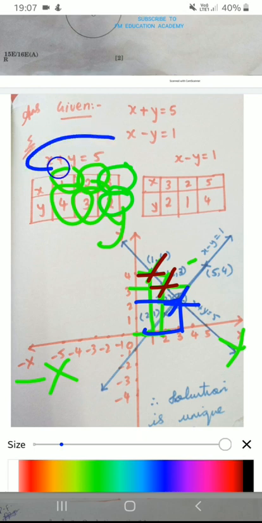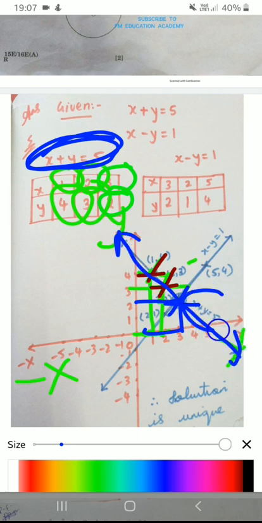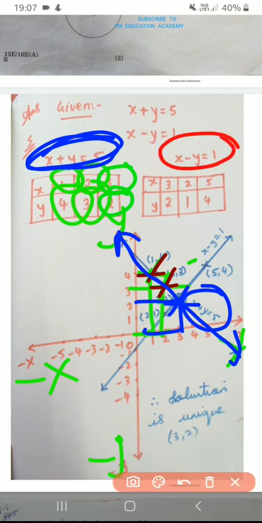Since these 3 points are of the same equation, I will join the 3 points with a scale and write the equation on the line. Then after that, I will plot the points for this line. What do I have? When x is 3, y is 2. Again this point is also there for this equation, which means this point is common for both the equations.